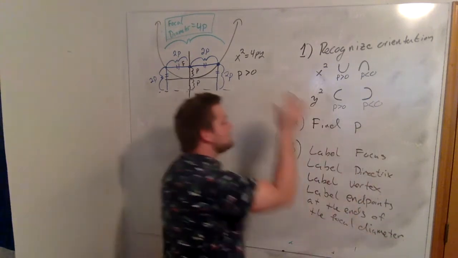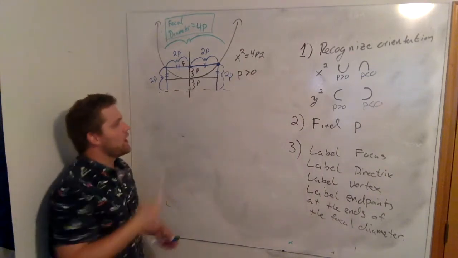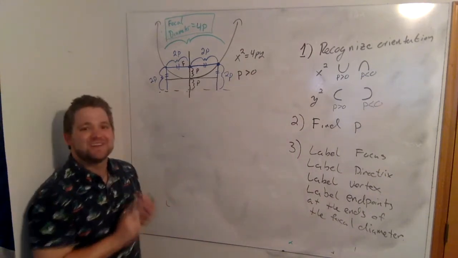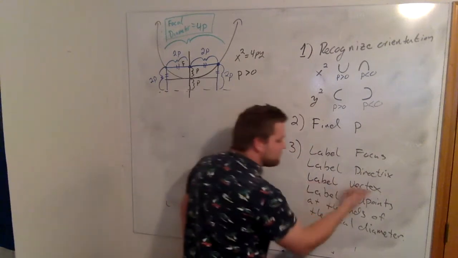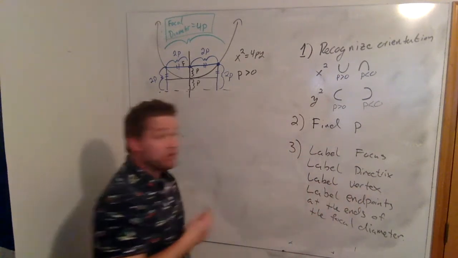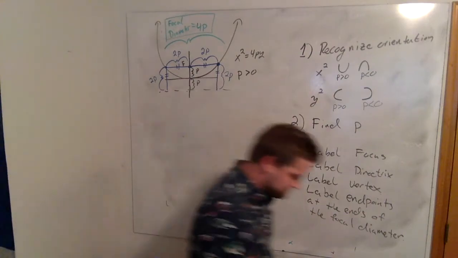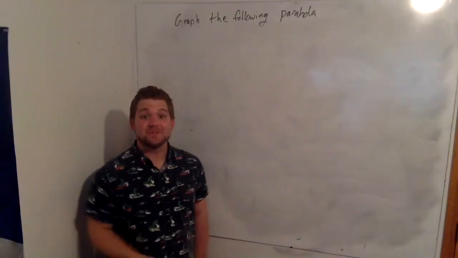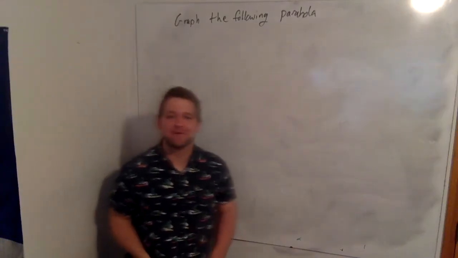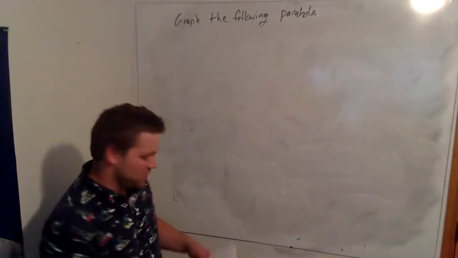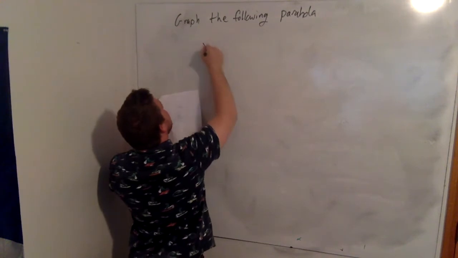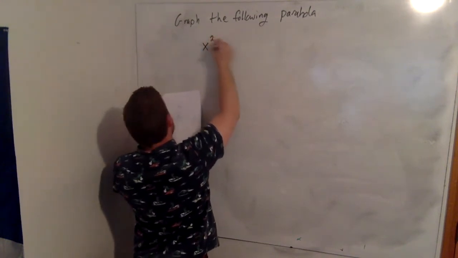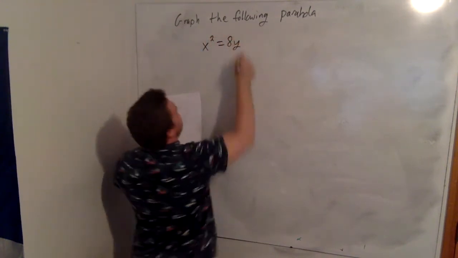Okay, so this is what we need to be able to graph a parabola when it's written in its geometric form. Soon, when we're labeling the vertex, we're actually going to move the vertex away from the origin. Okay, let's do some examples of graphing a parabola when it's in its geometric form. So let's say that we want to graph, how about x squared is equal to 8y.